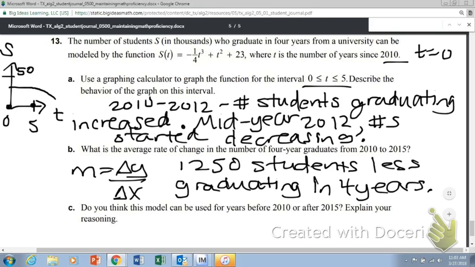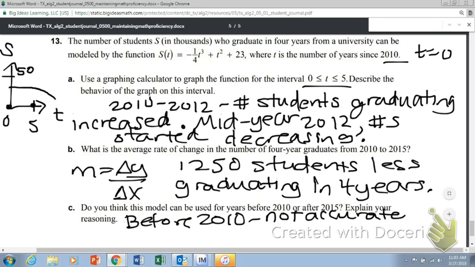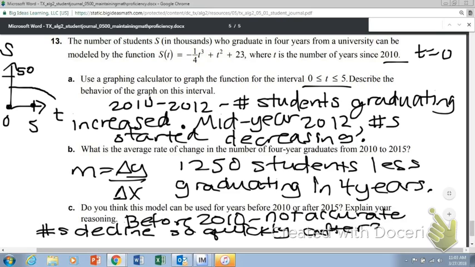Do you think this model can be used for the years before 2010 or after 2015? Explain your reasoning. It says before 2010, it's not reasonable. The numbers decline so quickly after 2012. So we're going to say not accurate.